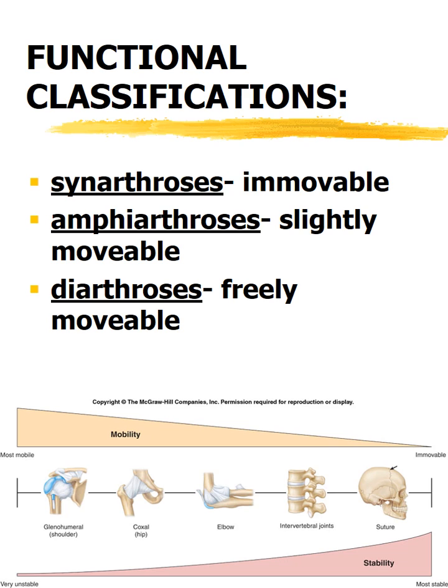The next group is amphiarthroses, and these are slightly movable joints. We find these at articulations between the radius and the ulna, and also between the tibia and fibula. And then the third classification is diarthroses, and these are freely movable joints. We find these at the elbow joint, at the intercarpal and intertarsal joints, as well as with our glenohumeral joint.